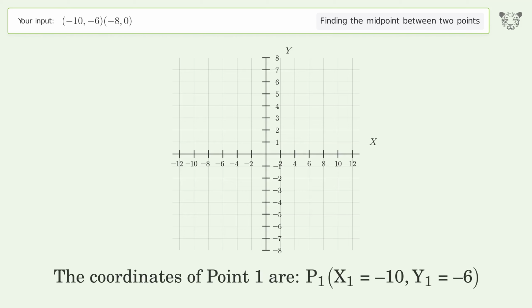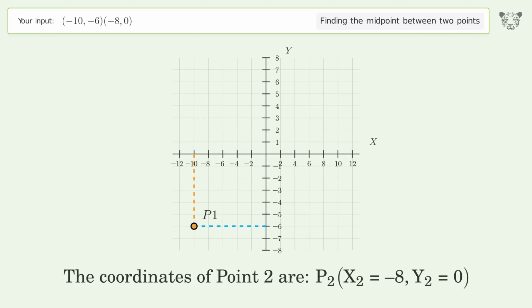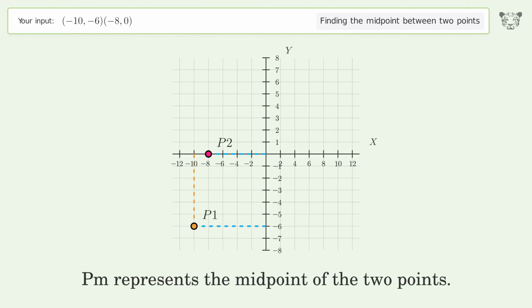The coordinates of point 1 are x1 equals -10, y1 equals -6. The coordinates of point 2 are x2 equals -8, y2 equals 0. PM represents the midpoint of the 2 points.